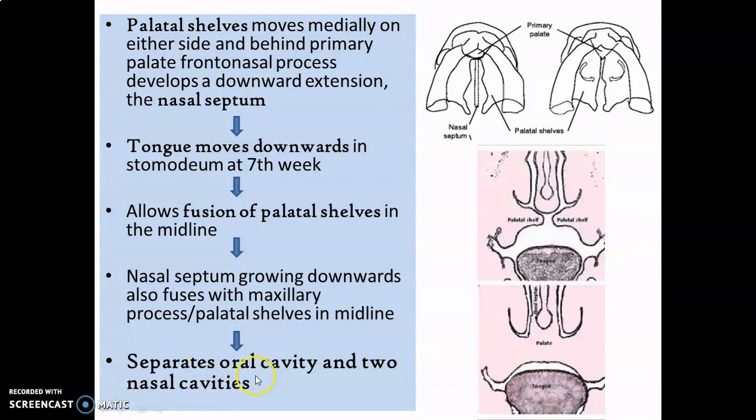Thus, the oral cavity and two nasal cavities are separated by all this process, and at the same time the tongue, which was occupying the roof of the stomodium, moves downwards, which only will allow the fusion of palatal shelves in the midline. So before the formation of the secondary palate by fusion of palatal shelves, there is downward movement of the tongue to the floor of the primitive oral cavity or stomodium.